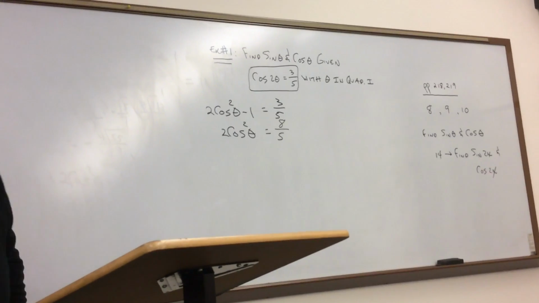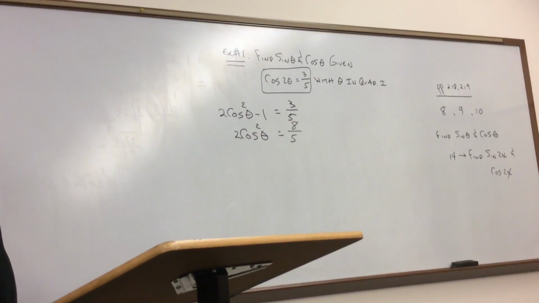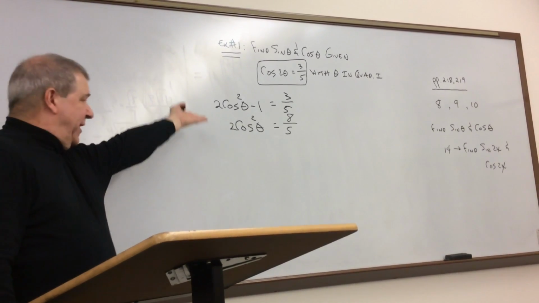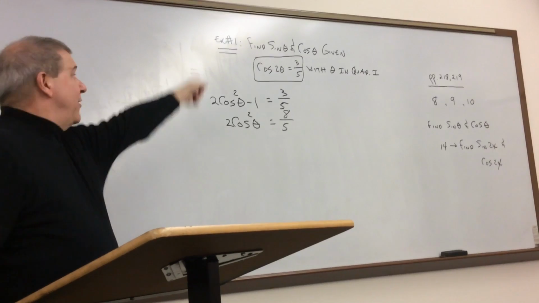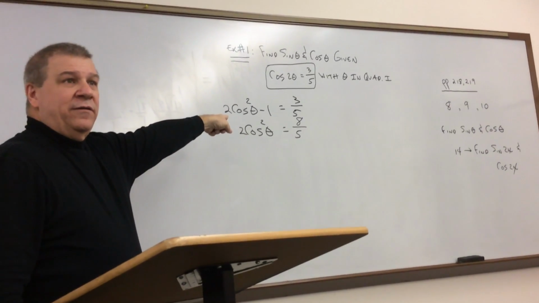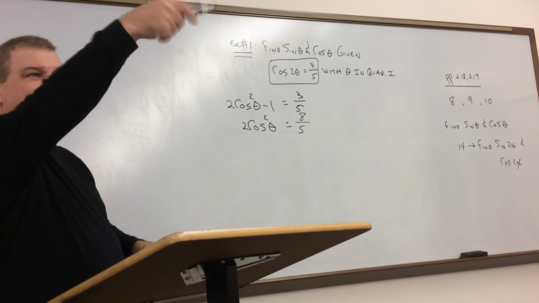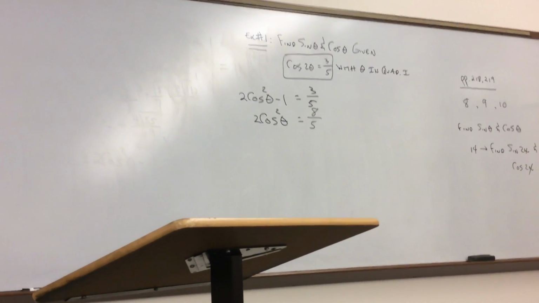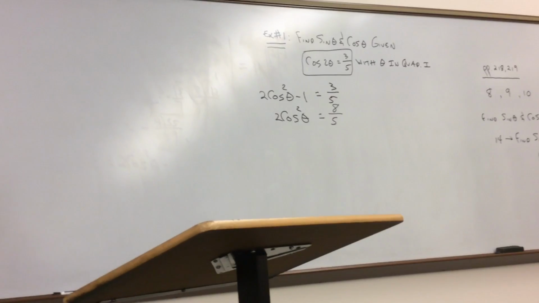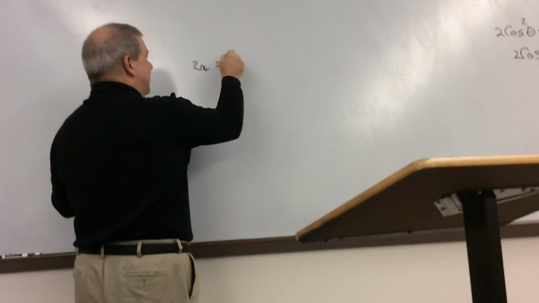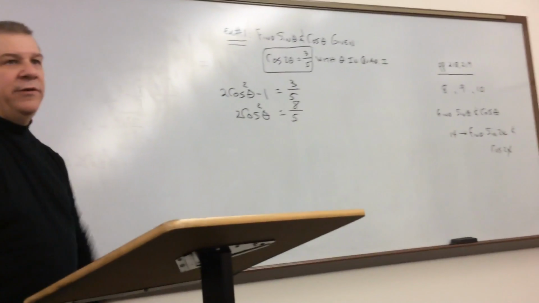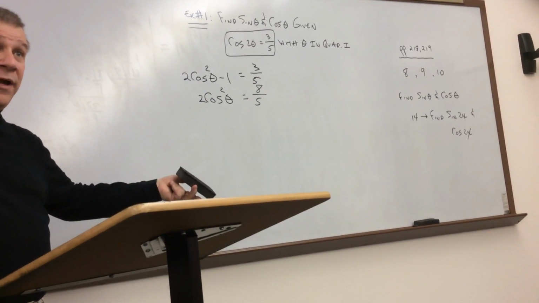What are you going to do now? Out of that equation, aren't you going to try to get cosine of theta? Sure, that's one of the things they're asking you for. But you got to do something else to both sides again. I mean, if you had an equation in algebra that said 2x equaled 8, you'd divide both sides by 2, right? What are you going to do there? Divide both sides by 2, right?